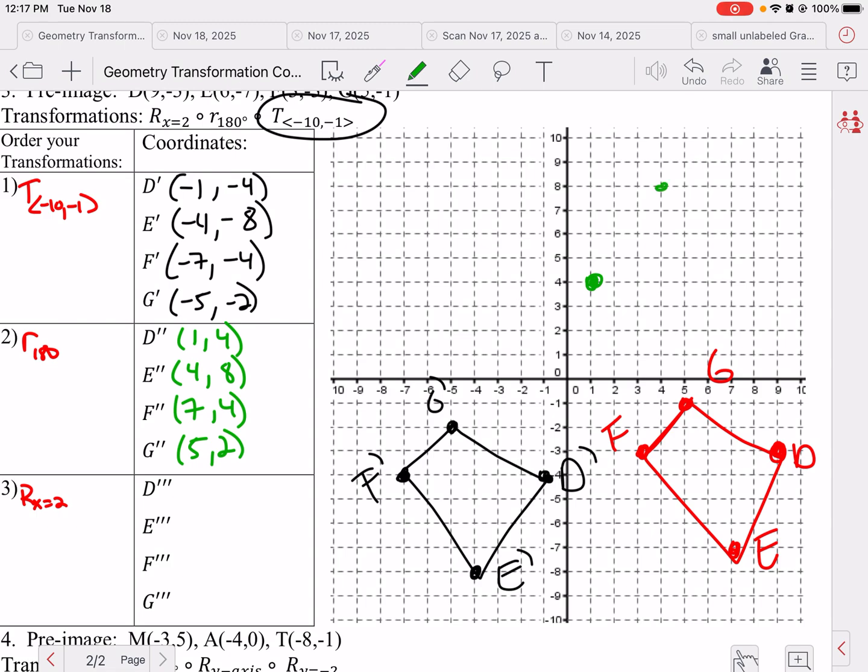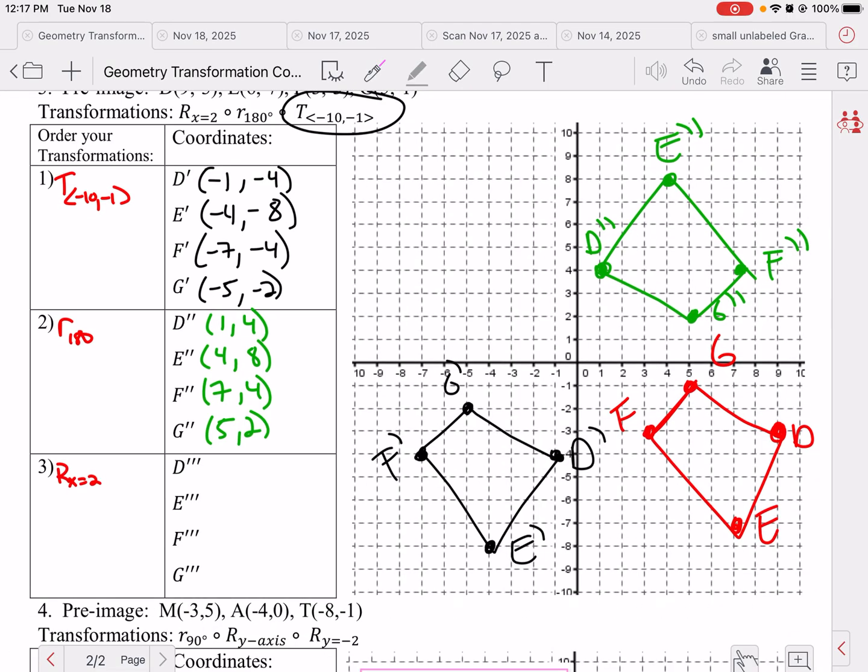4, 8. So this is D double prime. 4, 8 would be E double prime. 7, 4 would be F double prime, and G would be 5, 2. So G double prime.